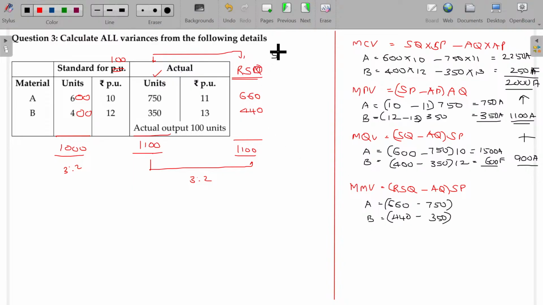RSQ is nothing but standard mix for actual input. The actual input, but the mix should be in what proportion? Standard proportion. Standard price being 10 and 12. For A, 90 units excess into 10, 900 adverse. For B, 90 consumed lesser into 12, 1080 favorable. Ultimate value being 180 favorable.